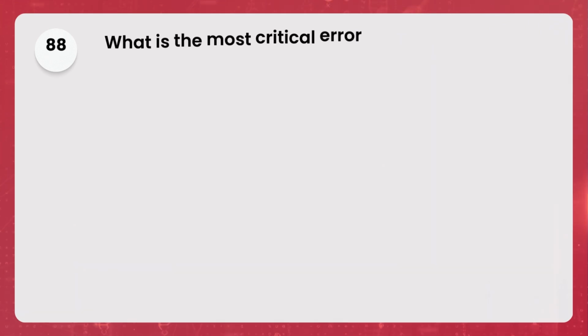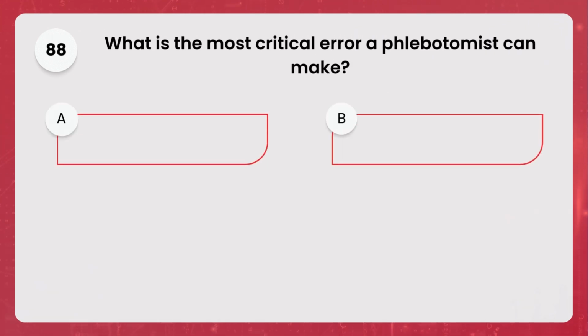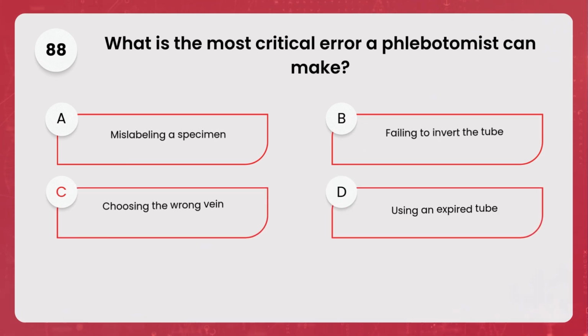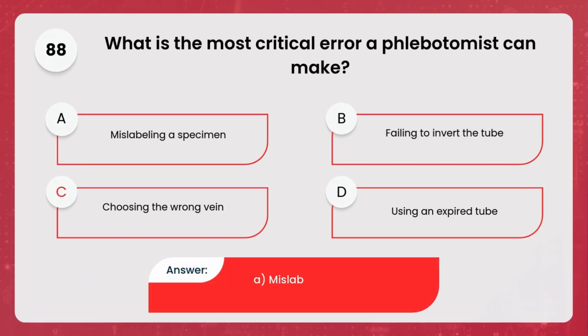Number 88. What is the most critical error a phlebotomist can make? A. Mislabeling a specimen. B. Failing to invert the tube. C. Choosing the wrong vein. Or D. Using an expired tube? The answer is A. Mislabeling a specimen.